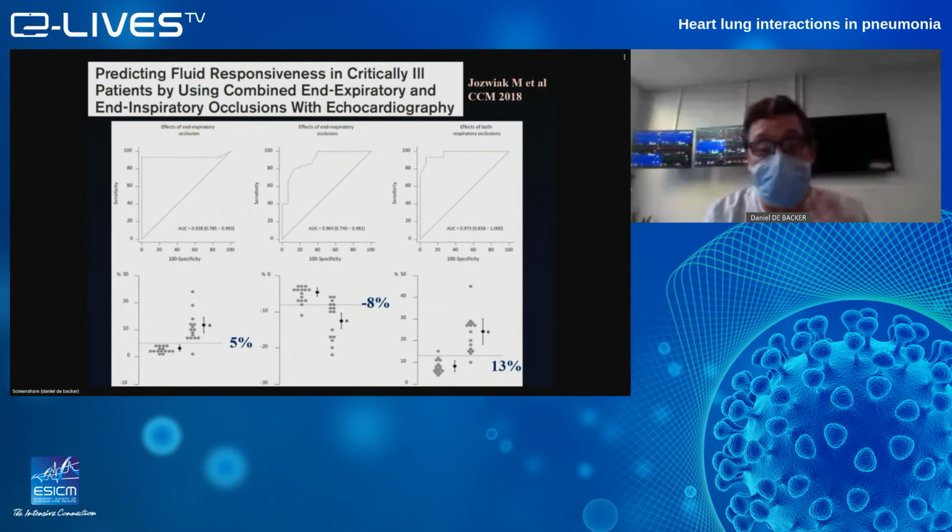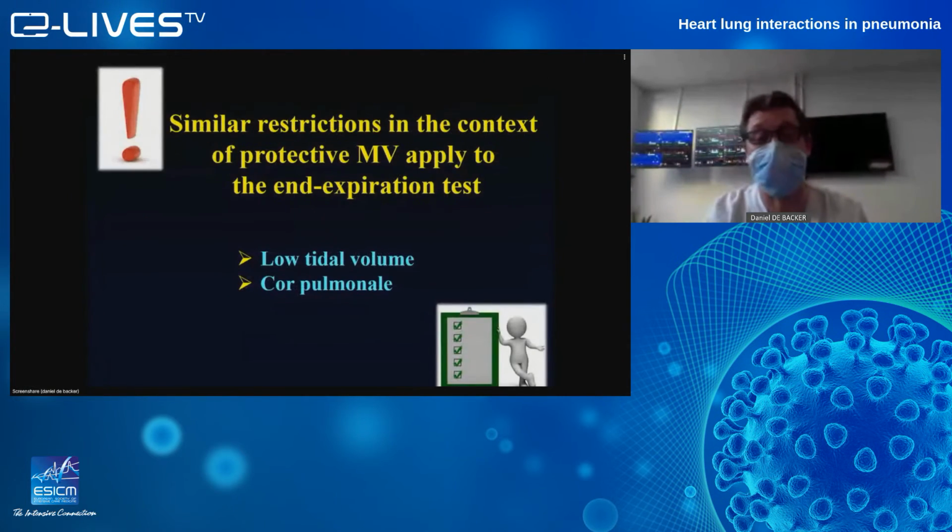One of the issues is that the cutoff of 5% is a little bit minimal. A way to have a better prediction is to combine the end-inspiratory with the end-expiratory occlusion, so that we have the effects of both respiratory occlusions, which predicts the response to fluid much better than any individual occlusion. And especially the cutoff here of 13% is much easier to detect than a cutoff of 5% or 8% in the other way around.